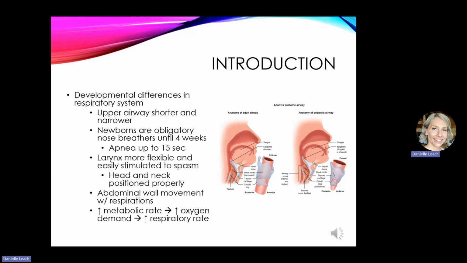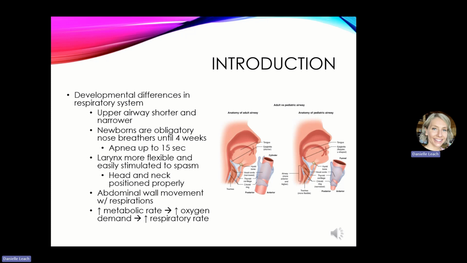Also, the cartilage in that same area, like the thyroid cartilage and the cricoid cartilage, is more flexible. So we need to make sure that the head and neck are positioned properly. Because of this extra flexibility, it can actually cut off the airway. So we want to make sure that their neck isn't cutting off their airway at all by their positioning. Also, like we learned before, they have a lot of abdominal wall movement with their respirations. So not only is their chest moving, but their abdomen is moving as well.